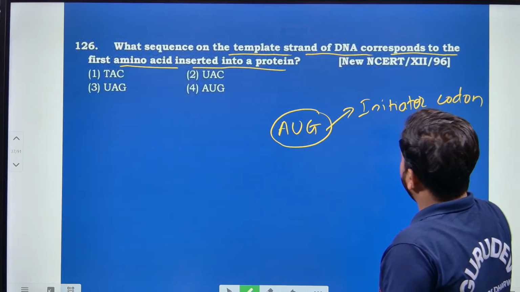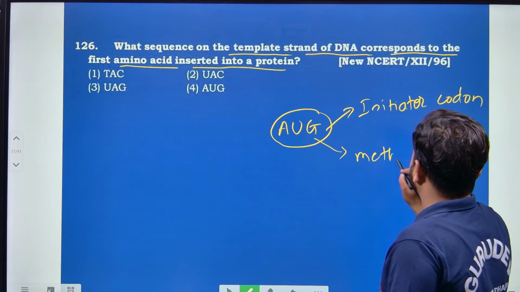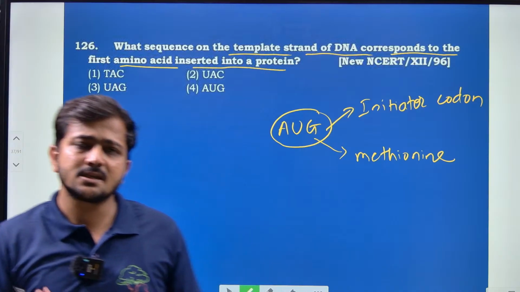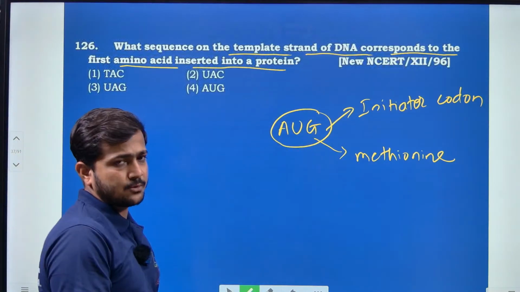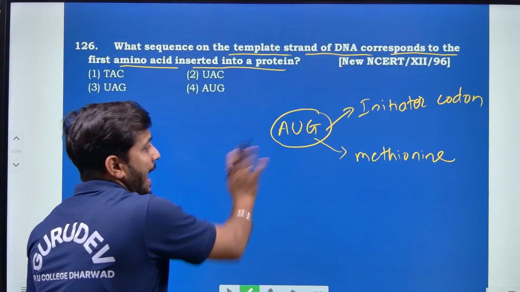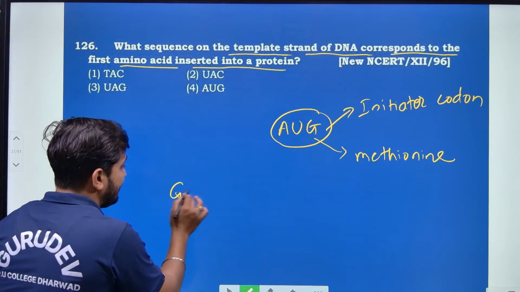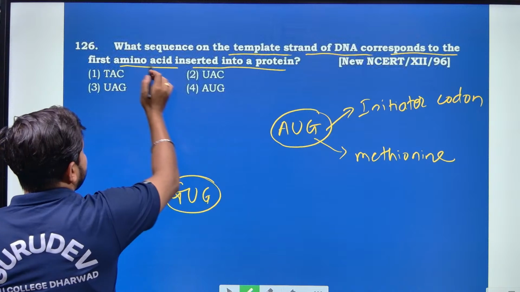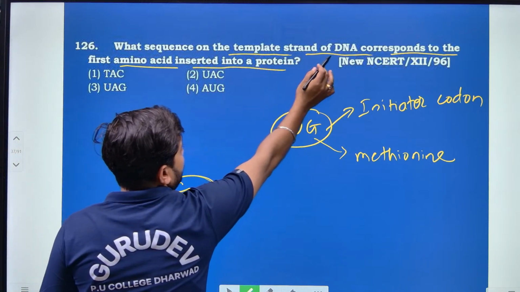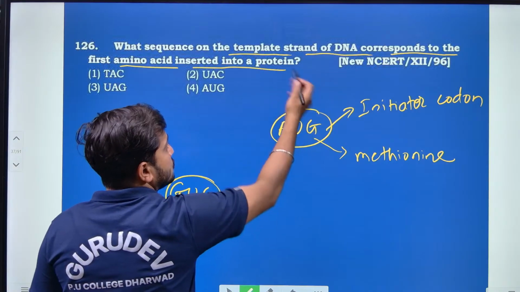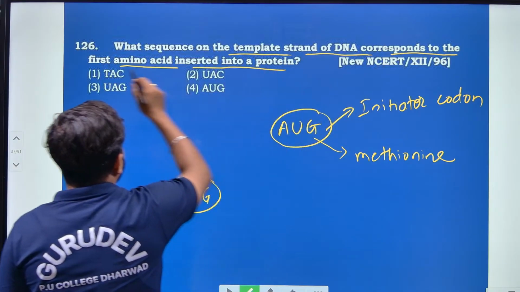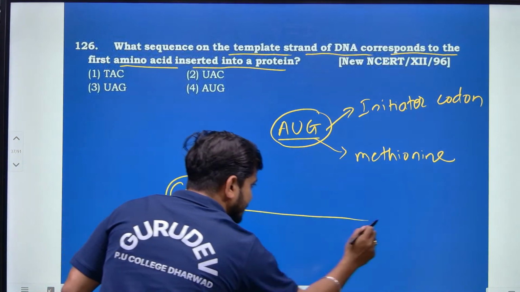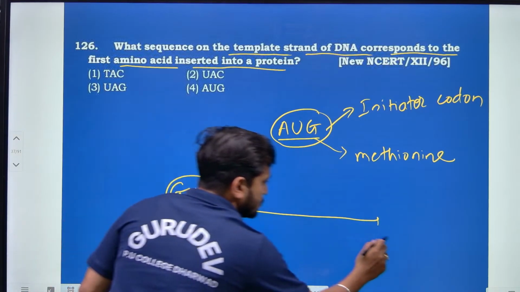And one more nature: it codes for methionine. Majorly, most protein synthesis starts with the initiator codon AUG. But if AUG is absent, then GUG can act as the initiator codon. But according to this, what they are asking is the sequence on the template strand of the DNA. So opposite to this, what should I find out? Corresponding to the first amino acid inserted, this AUG should be there in the mRNA. Consider 5' to 3'.